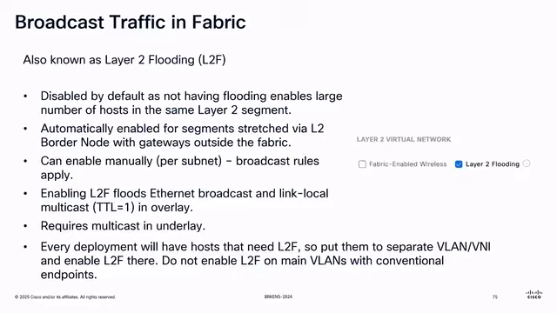All right? So the broadcast, I think I mentioned before, it's disabled by default. You have to enable it for layer 2 only overlays. The way to enable it is, it's a single checkbox. Important thing that when you're enabling layer 2 flooding, it's not just enabling broadcasts, it's also enabling link local multicast. Even with TTL 1, it will be still flooded across the fabric. All right? And it requires multicast in the overlay.